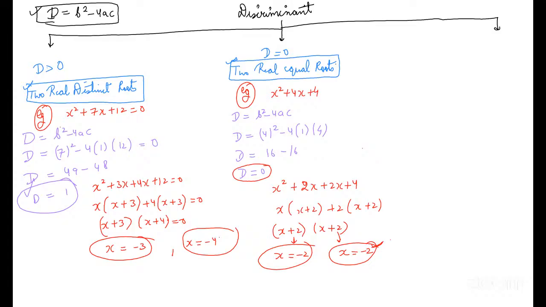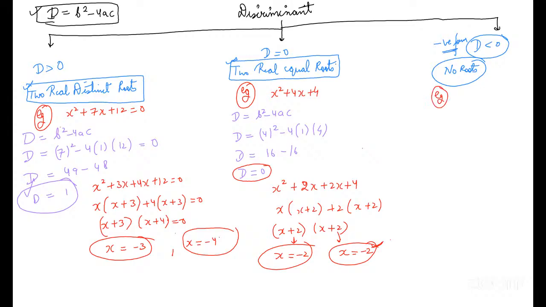And if we are getting the value of D in negative form, means lower than 0, I will write negative form because it will be easy for you guys. So in this case, there will be no roots. No roots means there won't be any roots.